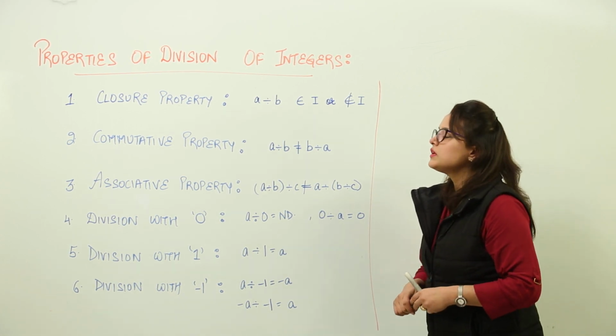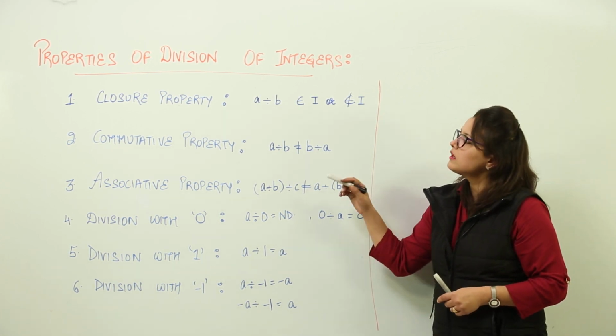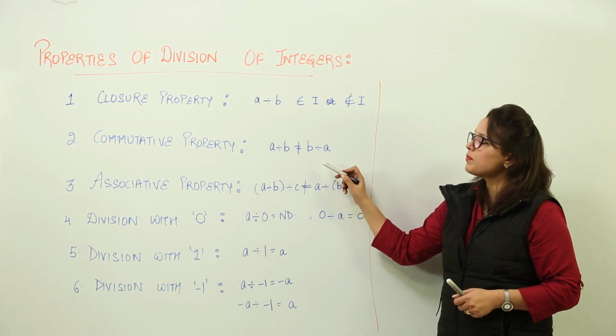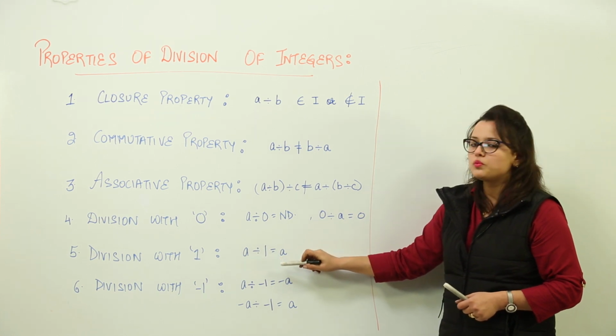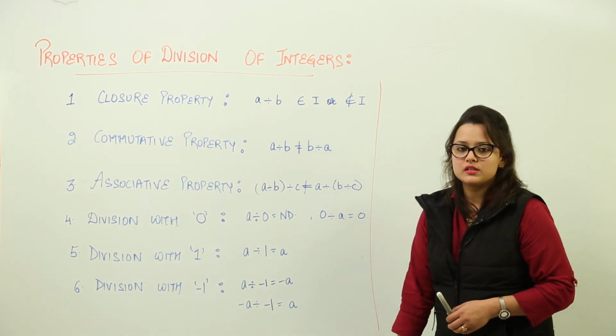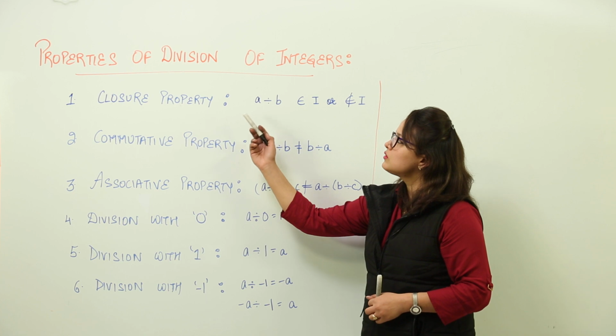Properties of division of integers. The properties are closure property, commutative property, associative property, division with 0, division with 1 and division with -1. So let us start with the closure property.